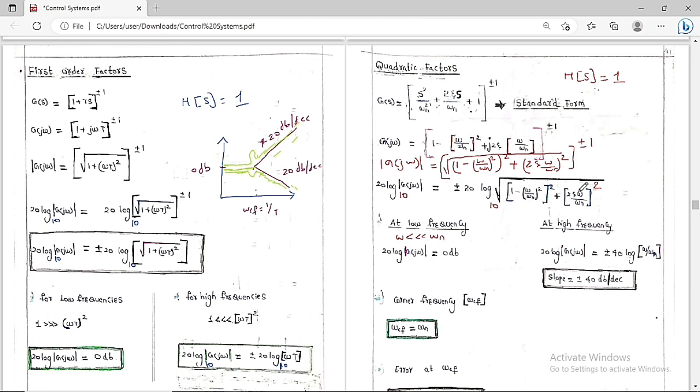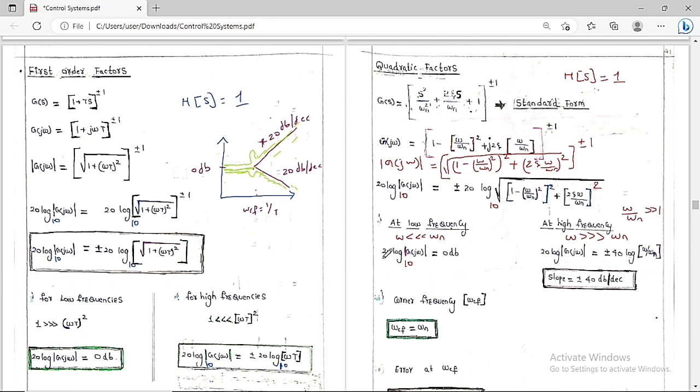So this value is neglected, this value is neglected. So 1 is nothing but 1, and log 1 base 10 is nothing but 0 dB. So the approximate value is equal to 0 dB. So 20 log of mod of g of j omega, h of j omega with base 10, its value is equal to 0 dB. But at a higher frequency, where omega is very much higher than omega n, omega by omega n is greater than 1.